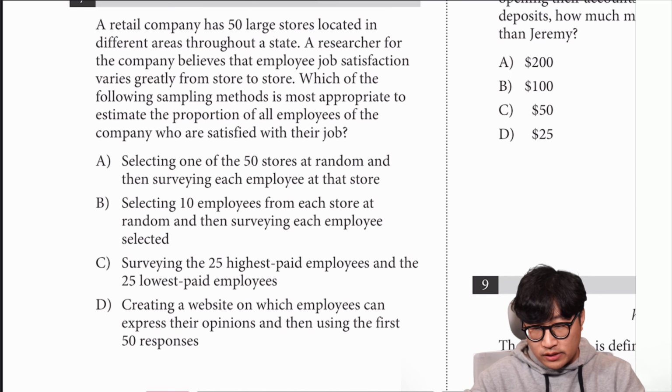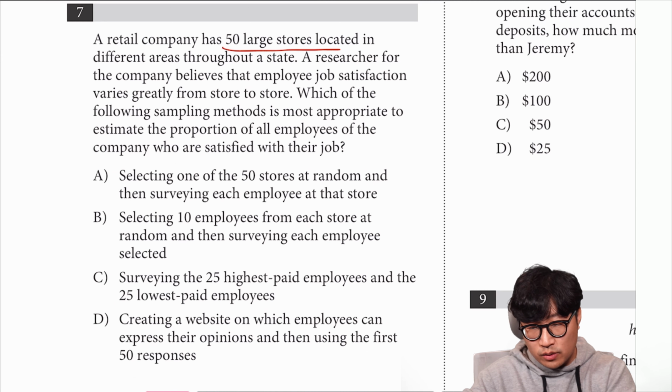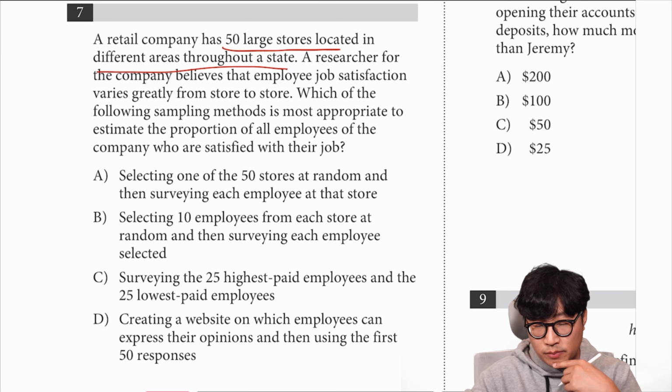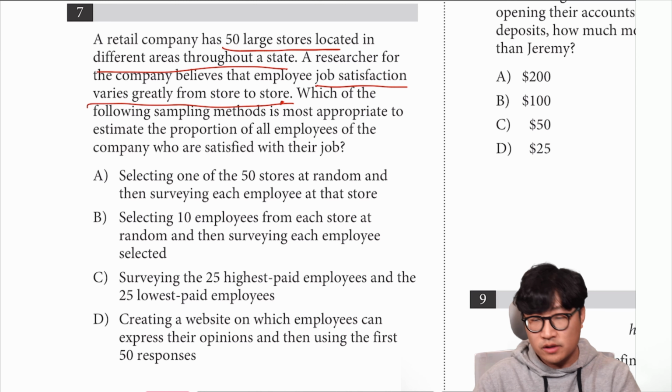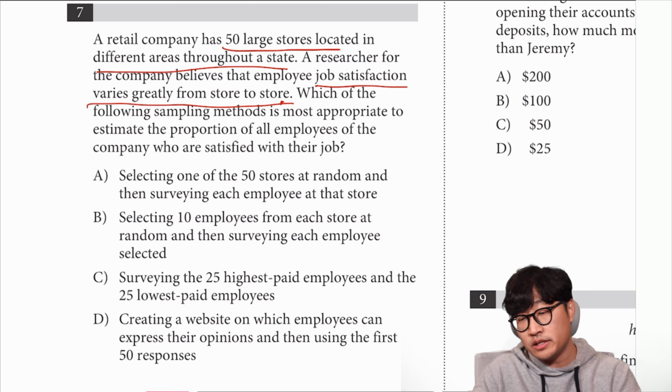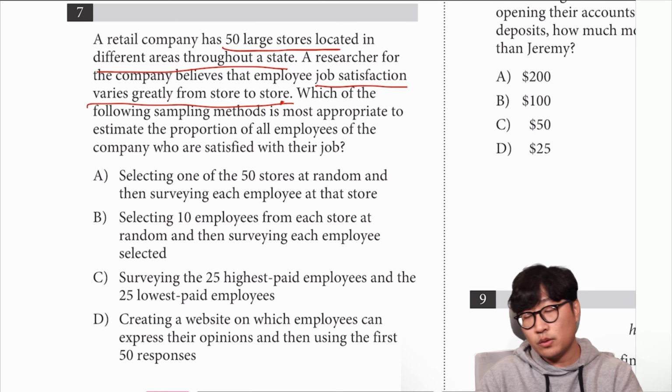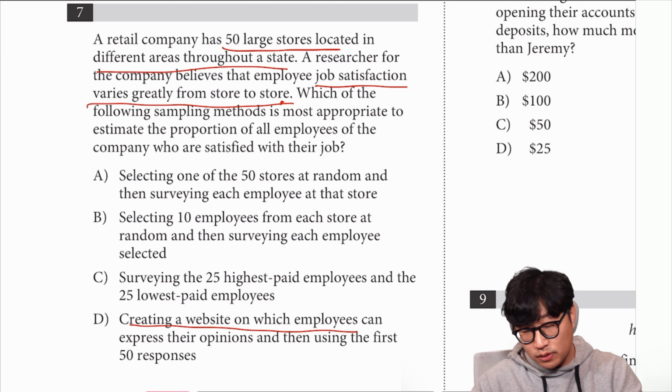Number 7, a retail company has 50 large stores located in different areas throughout the state. A research company believes job satisfaction varies greatly from store to store. Okay, which of the following sampling methods is most appropriate to estimate the proportion of all employees of the company who are satisfied with their job? So what's the best way to survey them, right? D, creating a website on which employees can express their opinions, then using the first 50 responses.